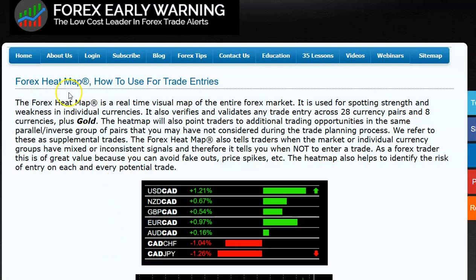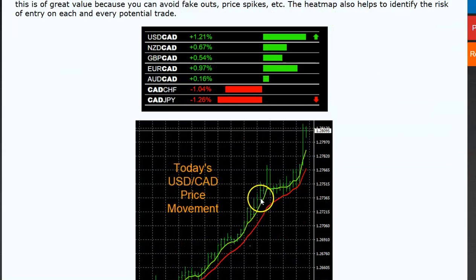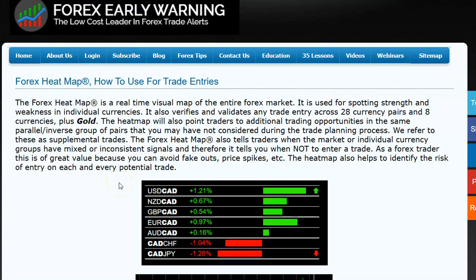Okay, today we're going to talk about the proper use of the Forex heat map. You use the Forex heat map to guide all of your trade entries. It's a visual map of the market that tells you what individual currencies, in this example the Canadian dollar, is strong, and it points you towards fantastic trades on the Forex market and also gold.